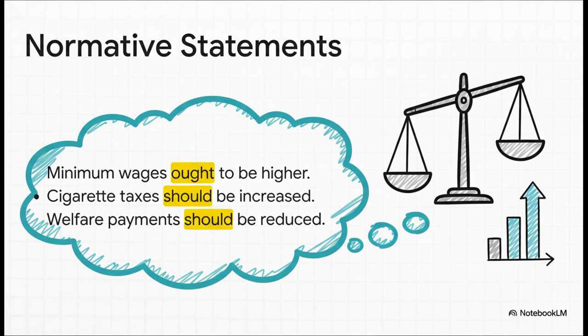Now, compare those to these statements. See the key words? Ought to be, should be. These are value judgments. Economics can't prove that welfare payments should be reduced. But, and this is so important, good, positive analysis can inform that normative debate. An economist can say, okay, my models predict that if we cut welfare payments, here's the likely effect on poverty, and here's the likely effect on the budget. Then, we as society can use that information to make our value judgment.